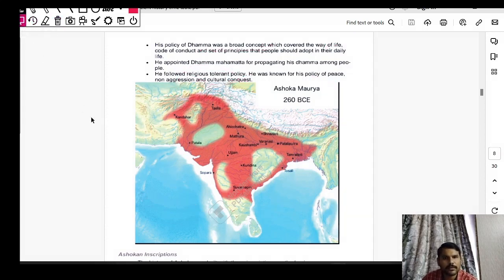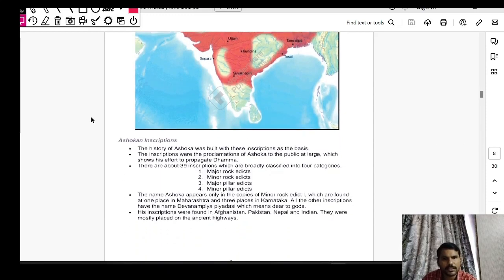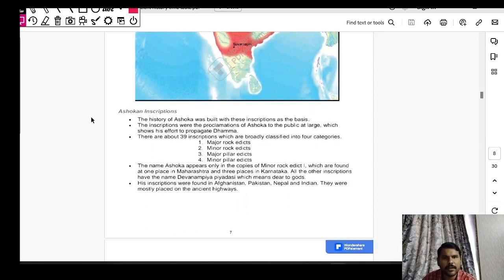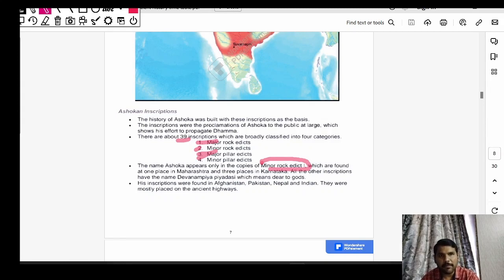So let us go forward. And Ashoka's inscriptions are also very important. From the exam point of view, these are very frequently asked. There are about 39 inscriptions. Major rock edicts, minor rock edicts, pillar edicts, minor pillar edicts. The name Ashoka appears only in the copies of minor rock edict 1. And in other places it was found as Devanampiya Piyadasi.